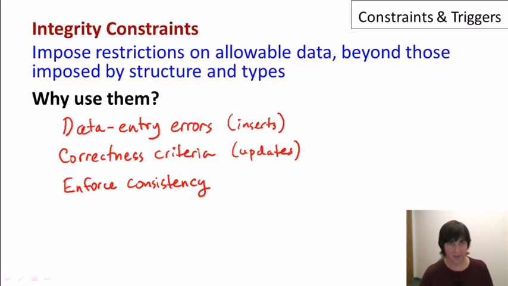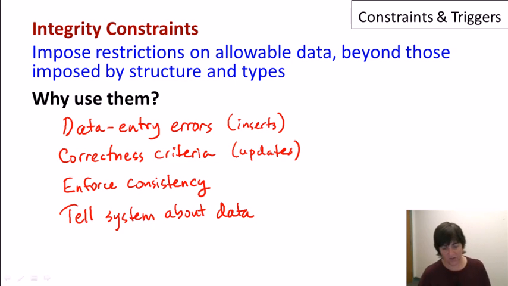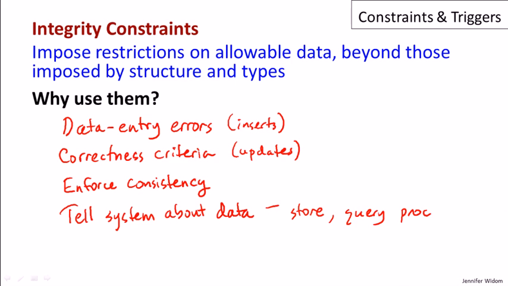checked automatically. And finally, a very different use of constraints is to tell the system about the data. So specifically, we might have key constraints that say values are unique, or we might again have consistency constraints that the system can use to both store the data in a certain fashion that may be more efficient, and also for how it processes queries, query processing.